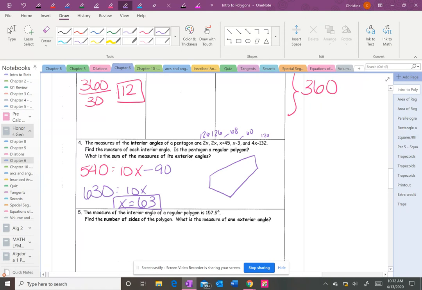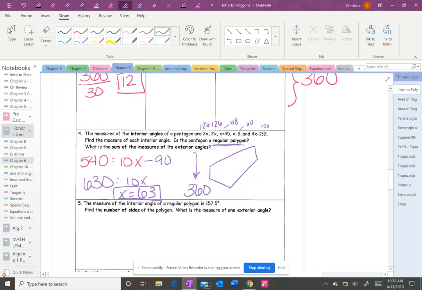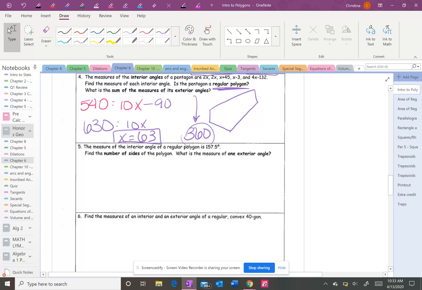Okay. What is the sum of the measures of the exterior angles? Well, easy. It's 360. It's not regular, so we're not going to divide this 360 by 5 because all of these angles are different, so they'd all have different supplements. So make sure you're reading if it says regular or non-regular.